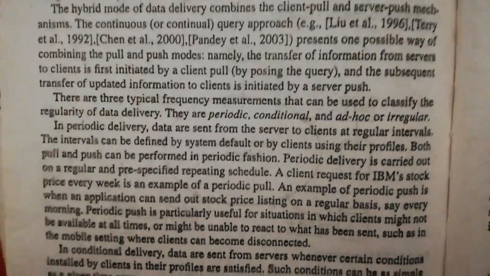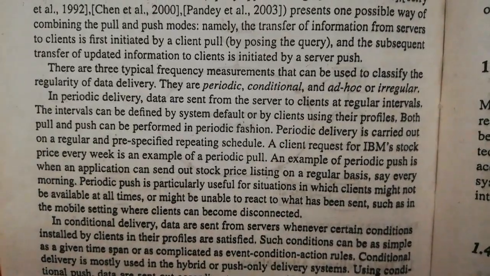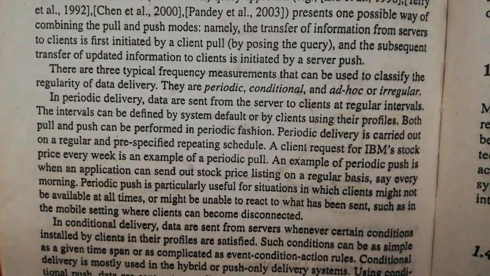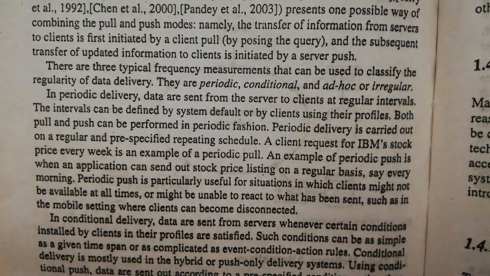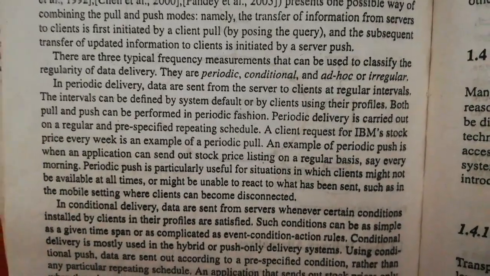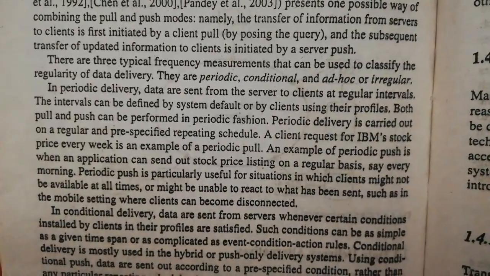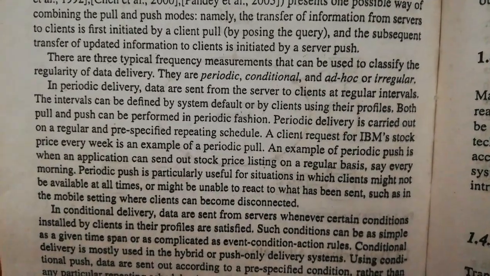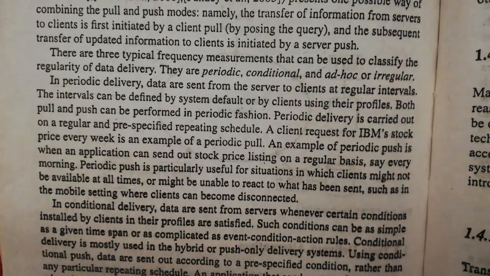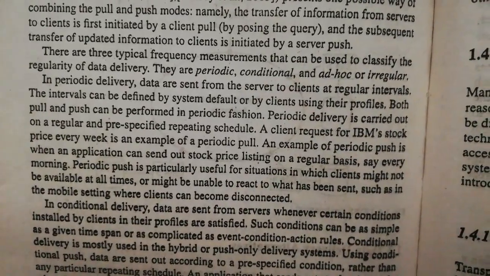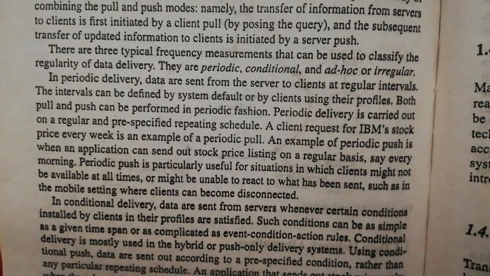There are three typical frequency measurements that can be used to classify the regularity of data delivery. They are periodic, conditional, and ad hoc or irregular. In periodic delivery, data are sent from the server to clients at regular intervals. The interval can be defined by system default or by clients using their profiles. Both push and pull can be performed in periodic fashion. Periodic delivery is carried out on a regular or pre-specified repeating schedule.